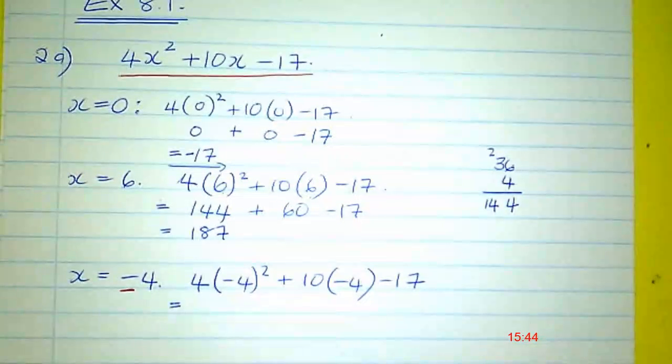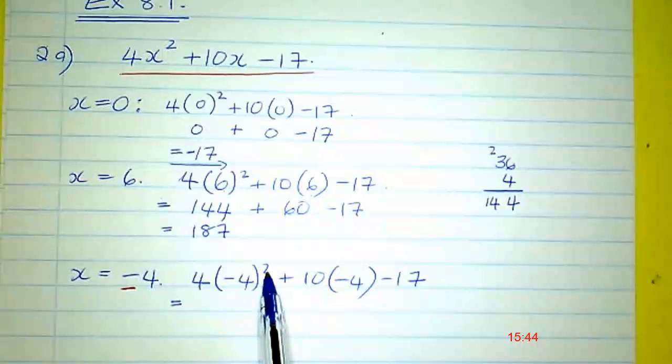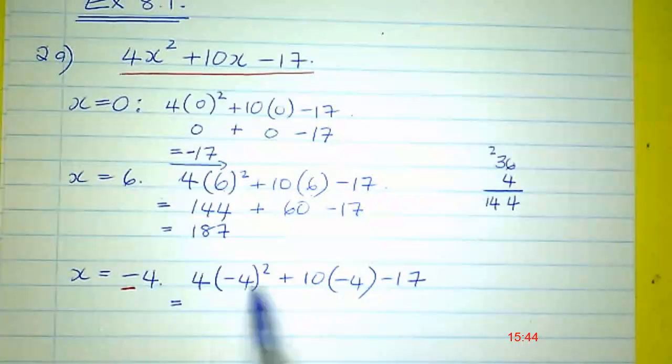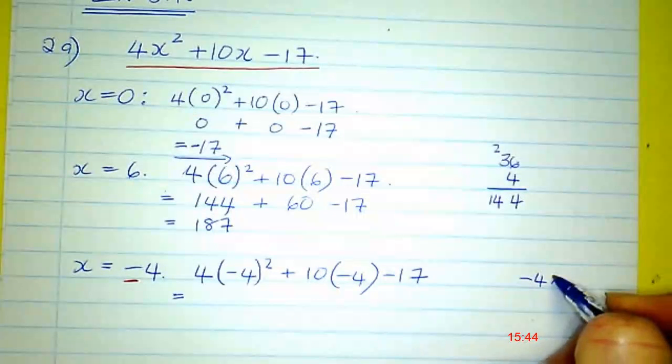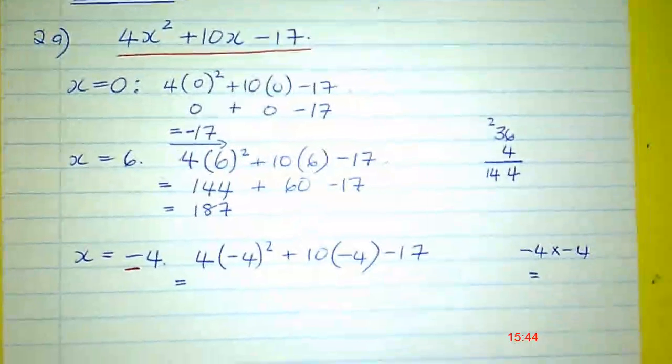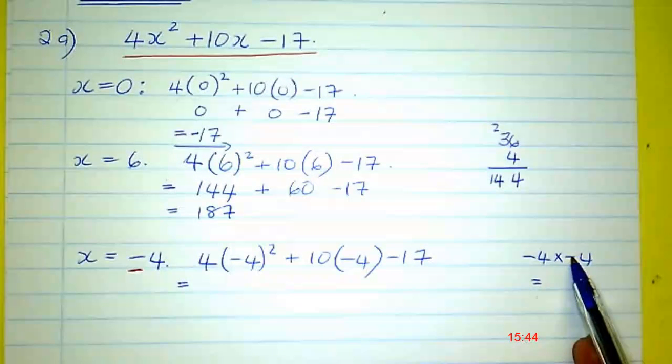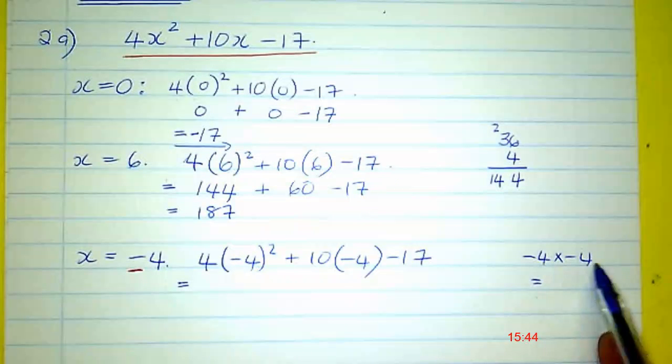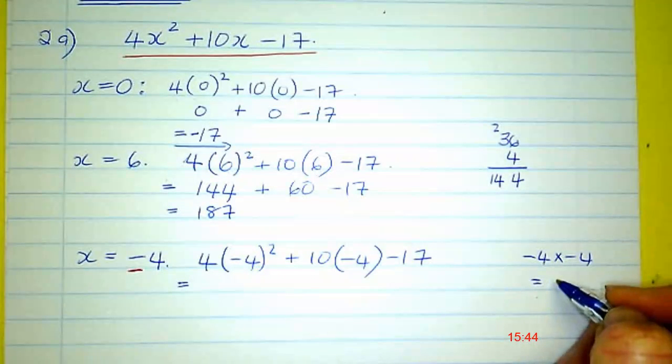Okay, let's see what happens here. When I square minus 4, that is minus 4 times minus 4. And we've said in some of my other lessons that if we've got a minus times a minus, that has to make a plus. So that's 4 times 4. So that just that bit is positive 16.